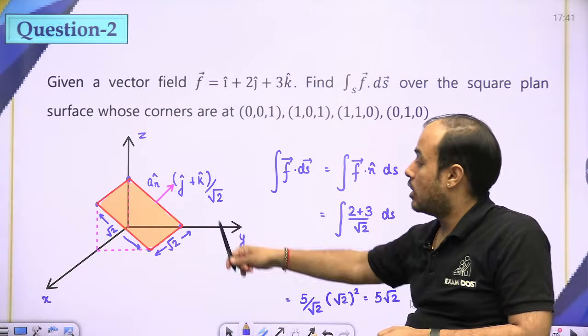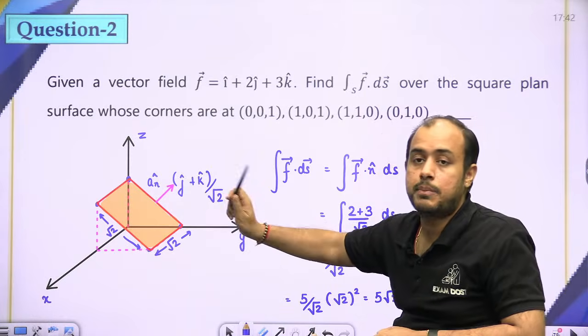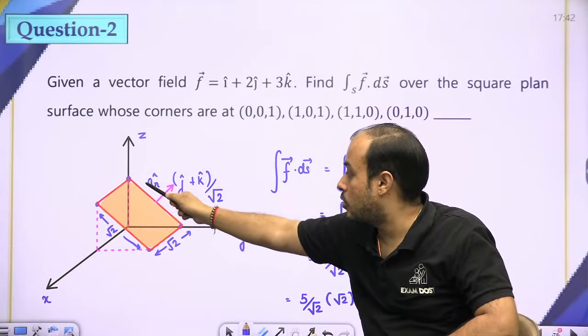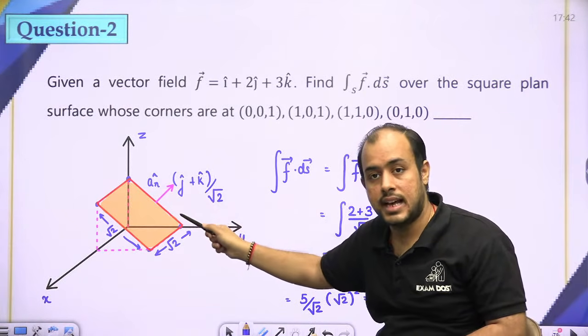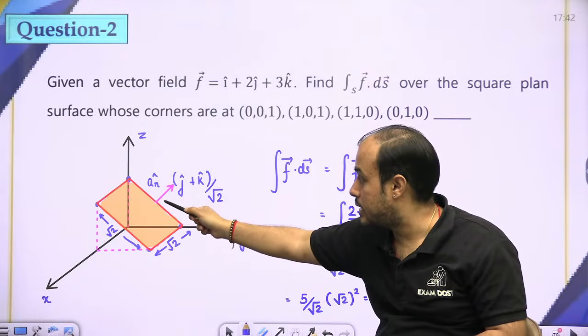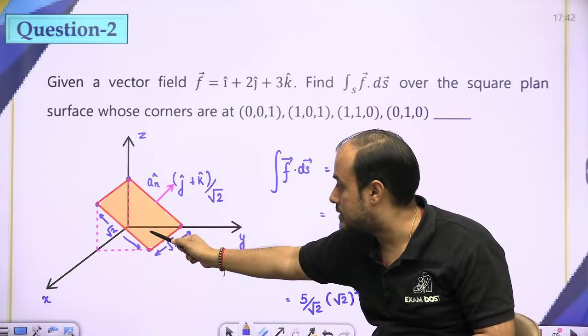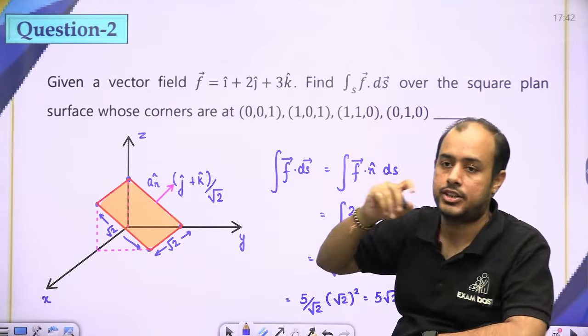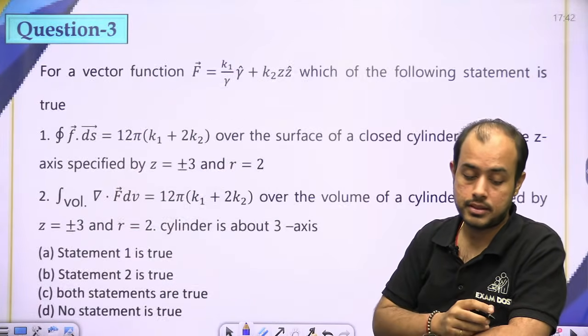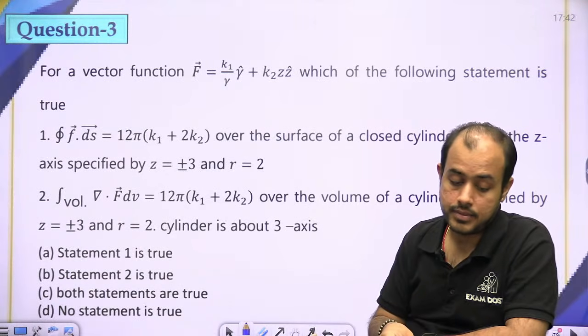In which direction is your normal being formed? J plus K by root 2. Look at this line if you are not able to understand. This line is in the YZ plane, so the normal is perpendicular. It goes in the J cap and K cap direction. So that is the normal. Let's go next.